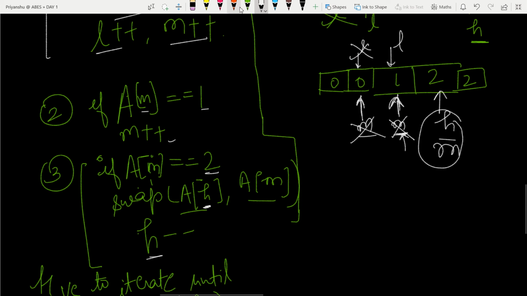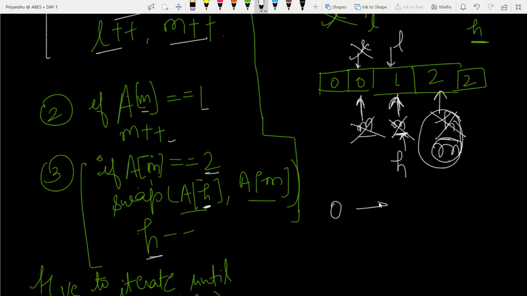Okay, so again we check. So here the condition of the loop will not terminate. We again check the value present at the Mth position. It is 2. We swap the value, it would be the same. We decrement H by 1. So H would be here, M would be here. Now the significance would be true.